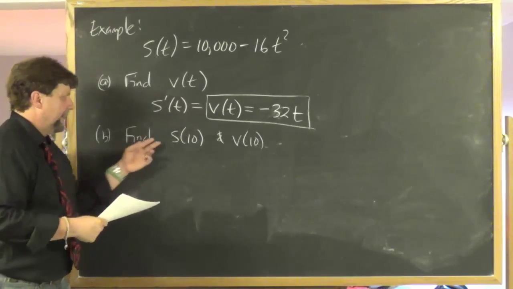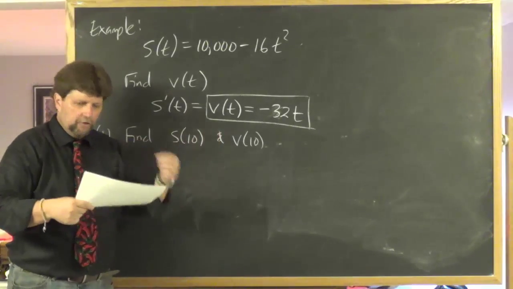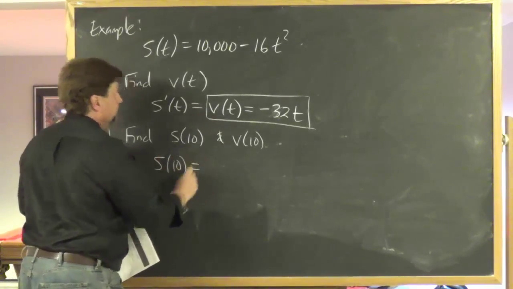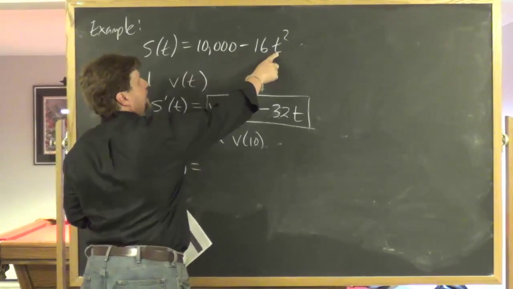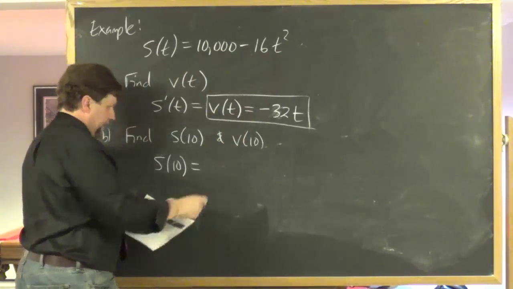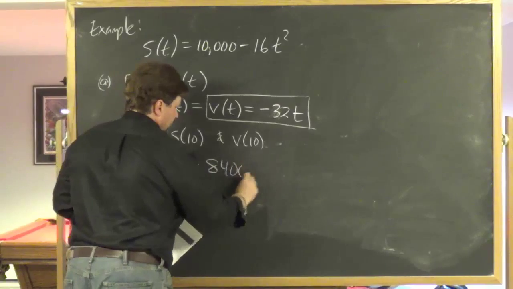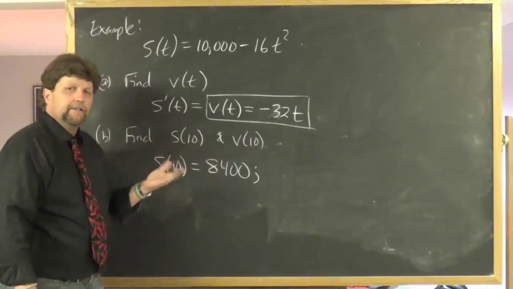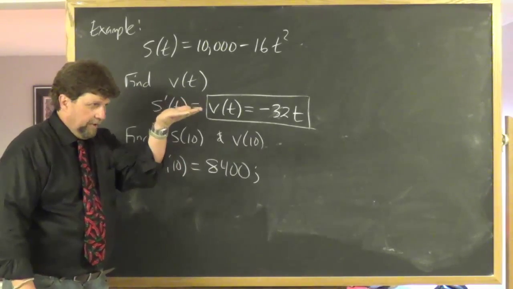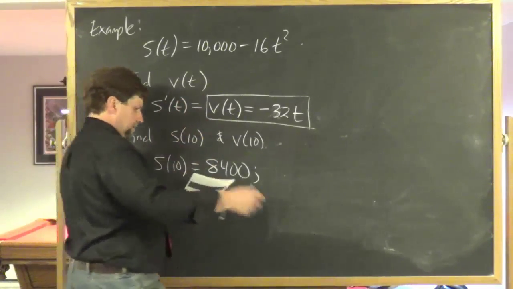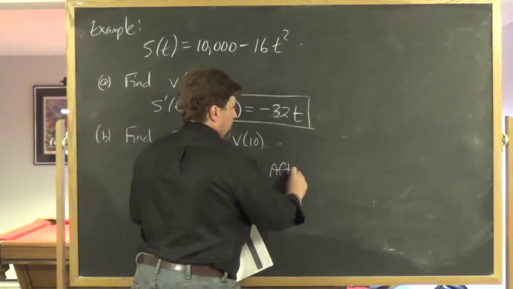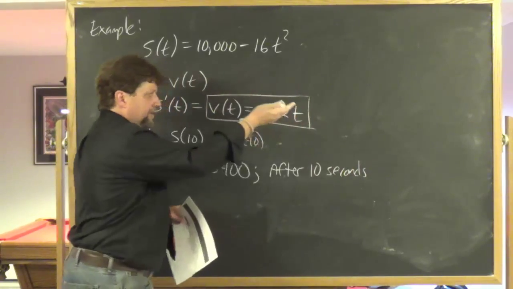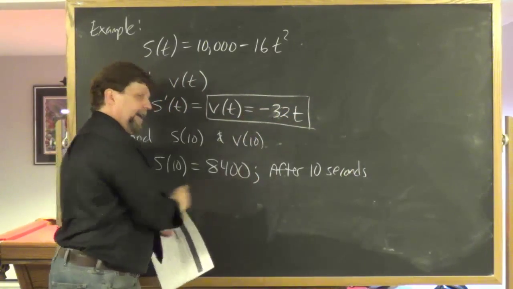Part B, we're supposed to find S of 10 and V of 10 and interpret each. Well, folks, you know I'm going to use the calculator here to get S of 10. So I put 10 in here for t, crank that through my calculator, and I get S of 10 is 8,400. What that means, t is 10, so that means 10 seconds after this raindrop has started to fall. Let me write that down. After 10 seconds, we know the raindrop is falling, so after 10 seconds it has fallen 8,400 feet.